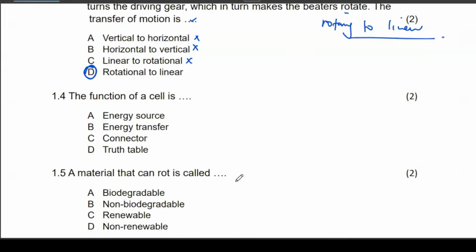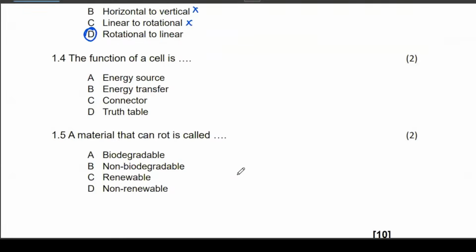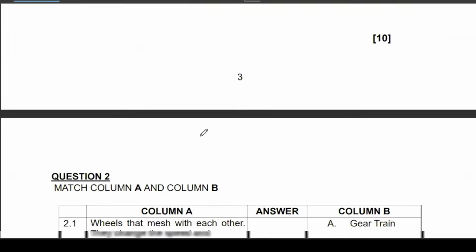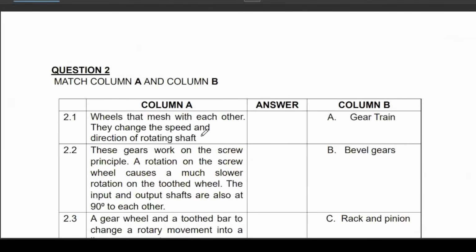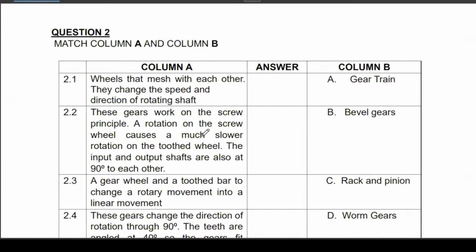Okay, then 1.4, the function of a cell is, what does a cell do? We know that a cell is basically a source of energy, okay? It stores energy. Truth table, connector, energy transfer is an energy source. And then a material that can rot is also known as biodegradable. So option A becomes the best option then. Okay. Then question 2, match A and B, these columns, okay?